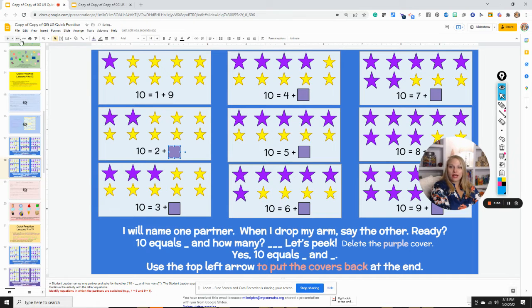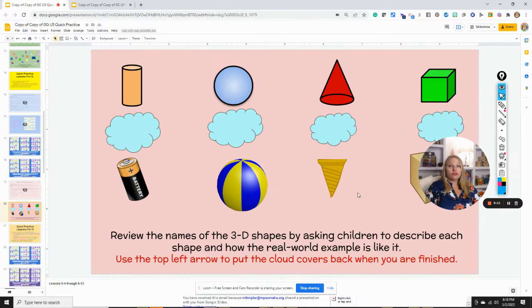Okay, so you can delete those covers, then you can put them back on here. If you're just projecting this under a document camera, instead of doing the slide, I would remove all of those covers and then just put sticky notes or pencil or something over them as students come up with what those partners are. Then they continue to work on shapes, but now it's 3D shapes.